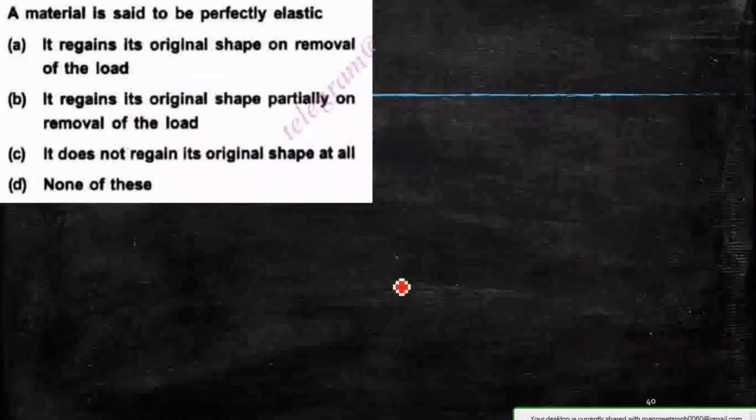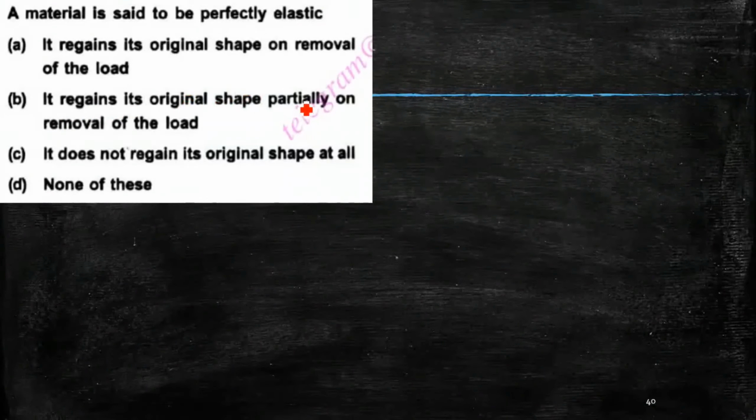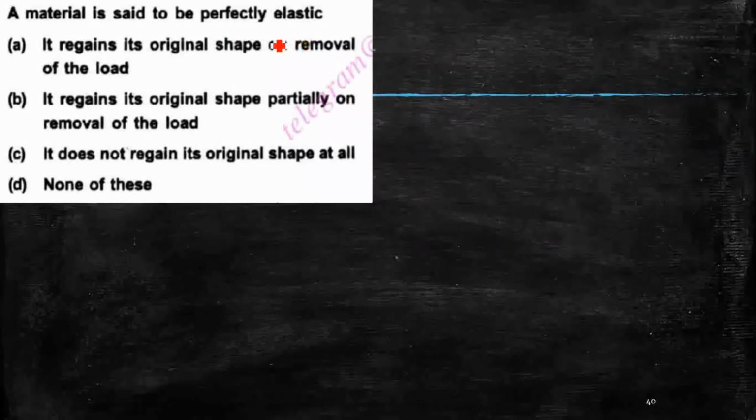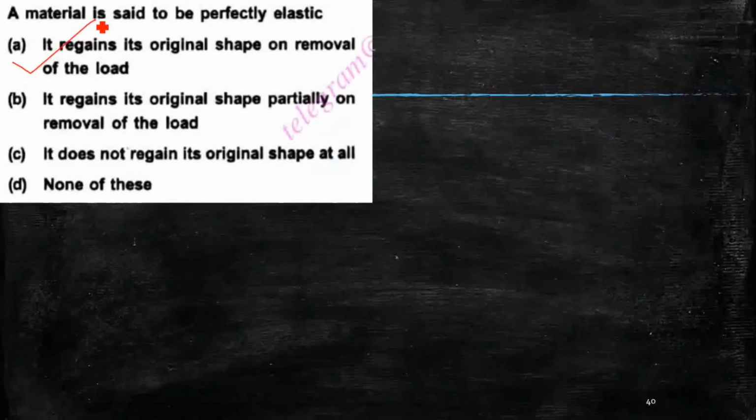Moving to the next question. A material is said to be perfectly elastic if it regains its original shape on removal of the load; it regains its original shape partially on removal of the load; it doesn't regain its original shape at all; or none of these. So an elastic material regains its original shape. The correct answer is option A.